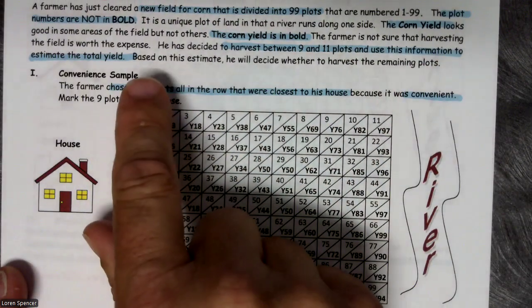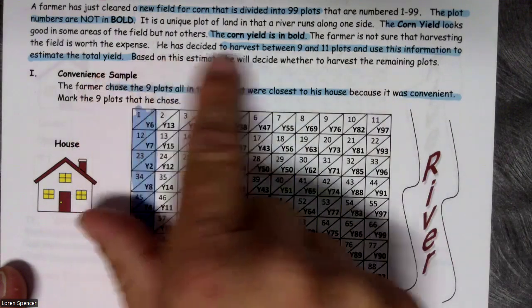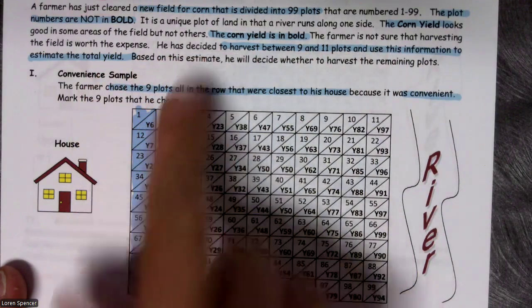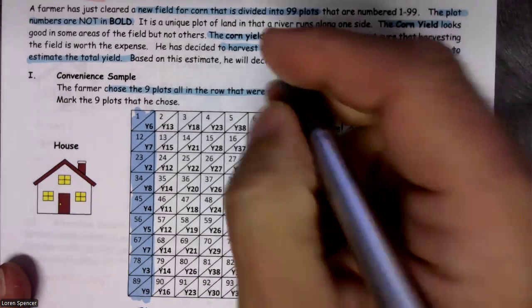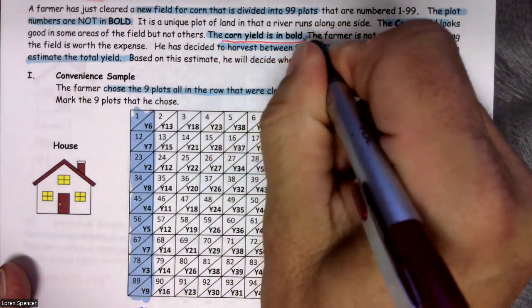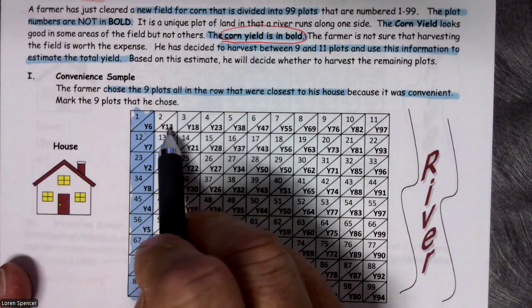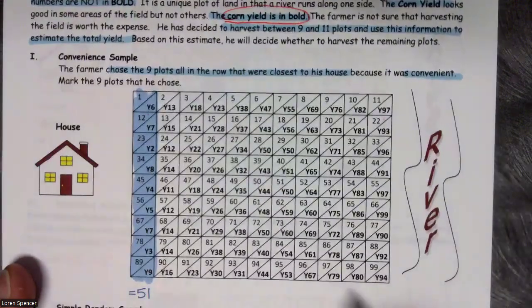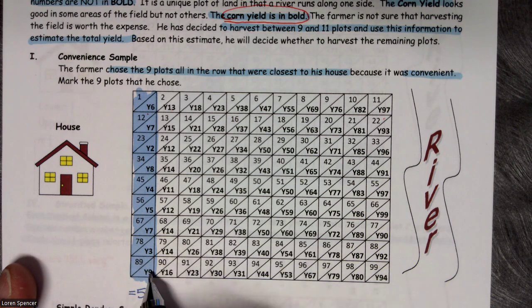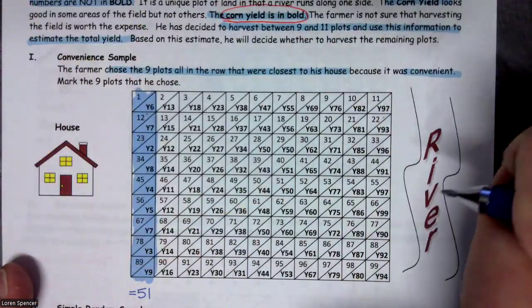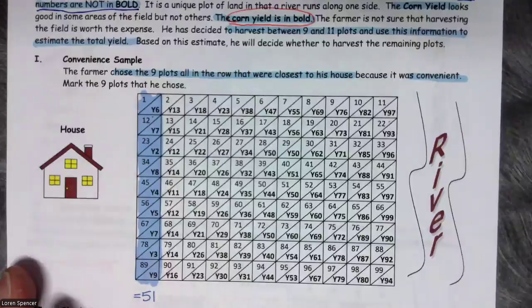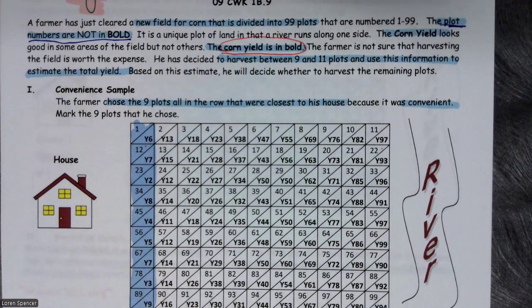The corn yield looks good in some areas of the field, but not in others. The corn yield is in bold. All right, so I'm going to mark that real quickly. So we have a yield of 6, a yield of 13, yield of 97 over here, and a yield of 94. Here we have a yield of 9. So the bold numbers with the Y are the yield, and the plot numbers are not in bold. Super important to know that because there is a lot of numbers on this.